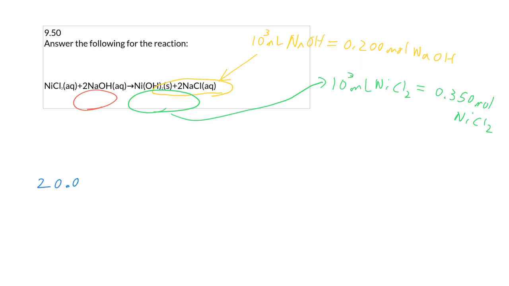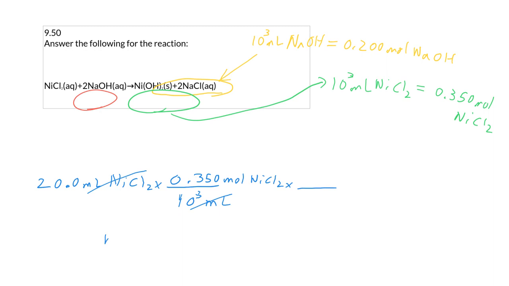So I've got 20 milliliters of nickel(II) chloride. The only thing I ever know how to do with milliliters is to get rid of them. So I place milliliters where they cancel out. 1,000 milliliters is equivalent to 0.350 moles of nickel(II) chloride. So now I've canceled out my milliliters.